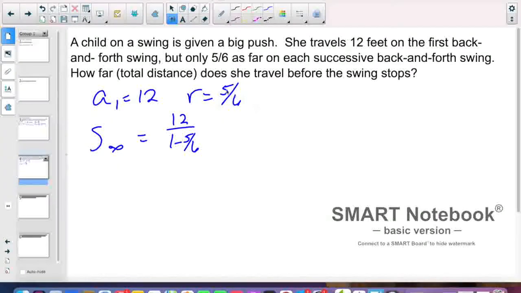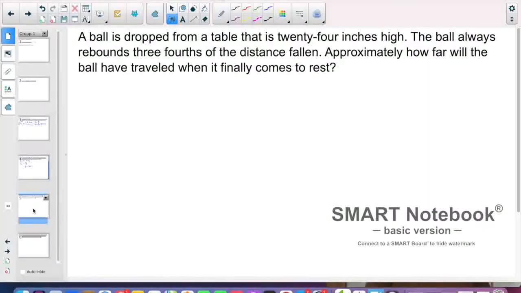I am allowed to use this formula because R is between -1 and 1. Its absolute value is less than 1. So if I solve that, I'll have 12 over 1/6, and you can put that in Desmos to solve it, or you can do it in your head, whatever's easiest, and that gives you 72 feet as the answer. So most of these are going to have pretty simple answers. What you have to look out for is to make sure that the R value here is under 1, or it's between -1 and 1. Its absolute value is less than 1.